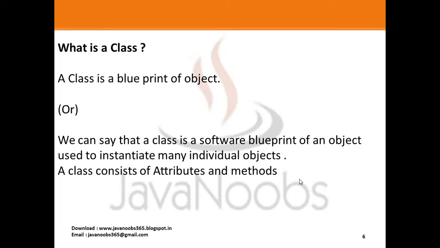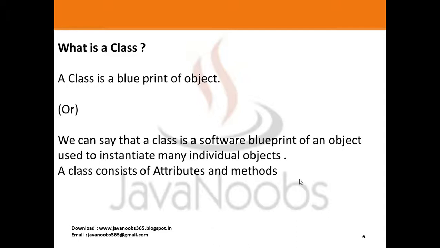The next thing is, what is a class? A class is a blueprint of an object, and this is the standard definition you can find in any book or on any website. An alternate definition is that a class is a software blueprint of an object which is used to instantiate many individual objects. A class basically is used to create many individual objects. A class consists of attributes and methods. Whatever you write in a class, all the data, the attributes, the methods, all of these combined together will be collectively known as a class.